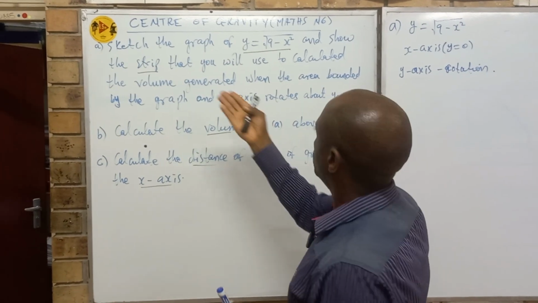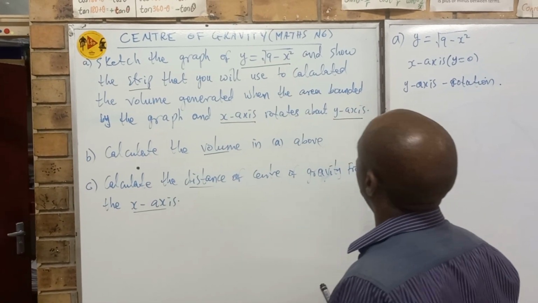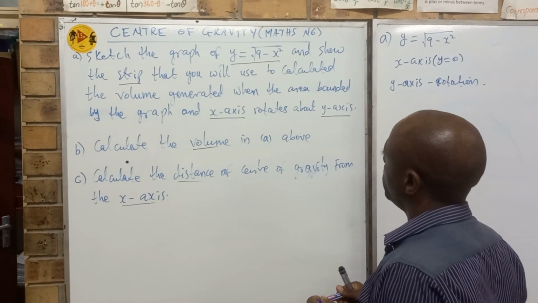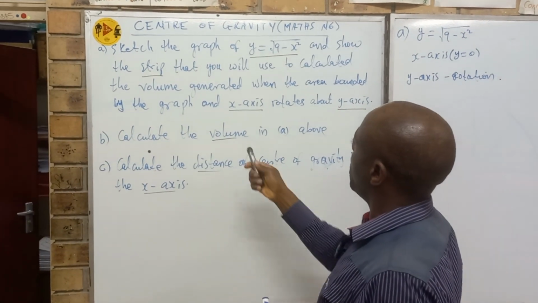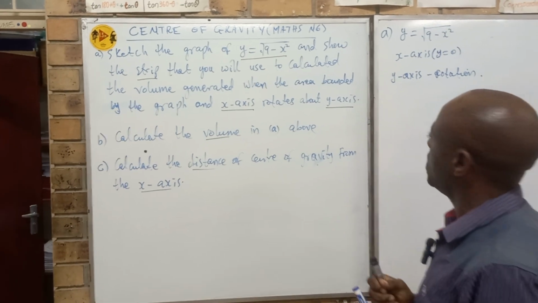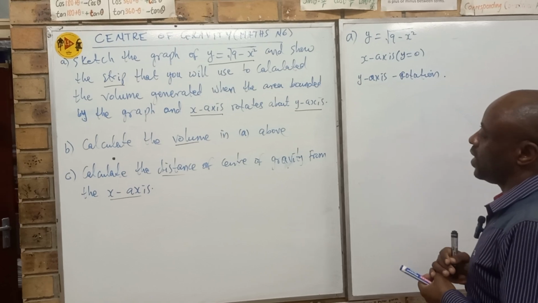horizontal strip. So we want to sketch the graph of y equal to the square root of 9 minus x squared, which is a semicircle. Show the strip that we use to calculate the volume generated when the area bounded by the graph and the x-axis rotates about the y-axis. Then we'll calculate the volume and the distance of center of gravity from the x-axis.